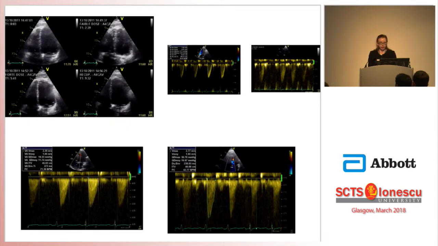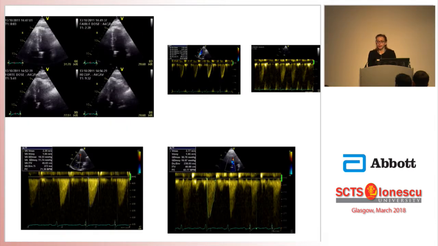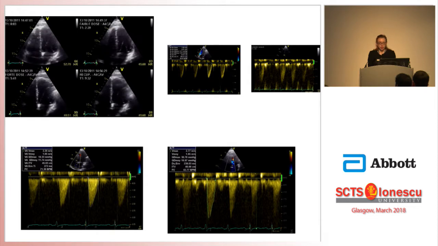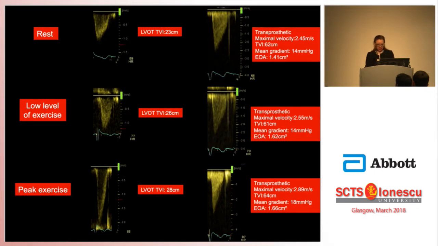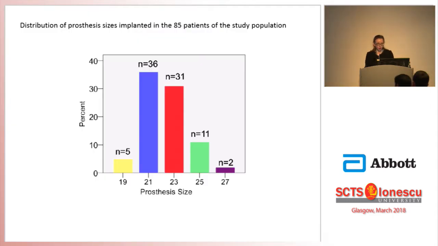And here is an example of a patient. The data were manually stored for offline analysis. And this is an example of measurements from rest to peak exercise in a representative patient. So the mean size of the prosthesis was 22 millimeters, with most patients implanted with 21 and 23 millimeters.